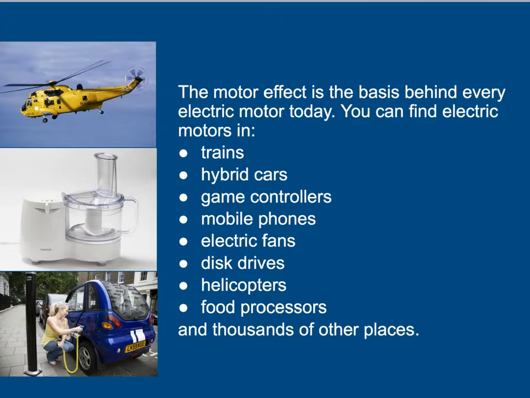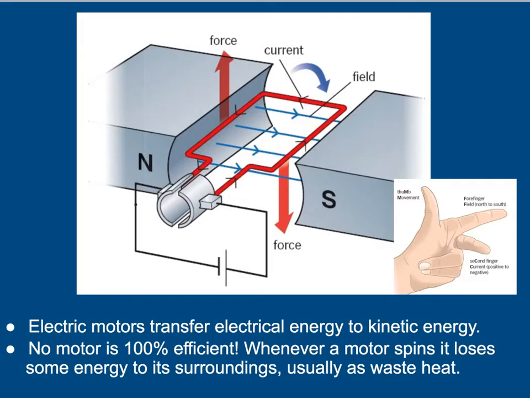The motor effect that we just described is the basis behind every electric motor today. You can find electric motors in trains, hybrid cars, game controls, mobile phones, electric fans, disk drives, helicopters, food processors and thousands more other places. So the motor effect is very, very important to us. Electric motors transfer electrical energy to kinetic energy. No motor is 100% efficient. Whenever a motor spins, some energy is transferred to the surroundings and is usually in the form of wasted heat.